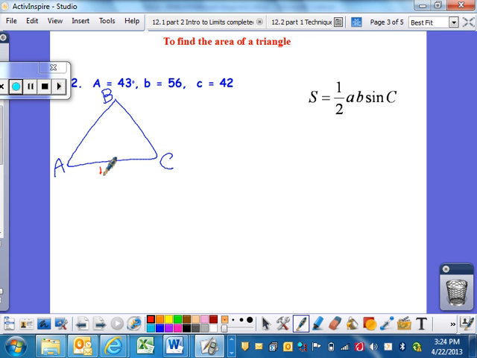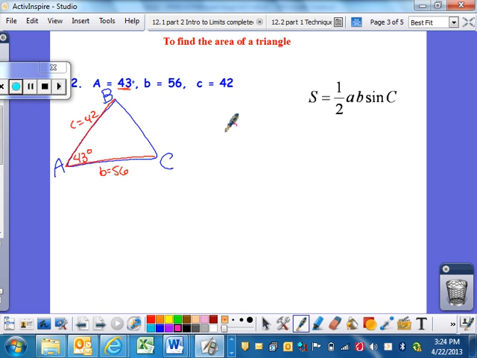So I know that little b is 56, little c is 42. I know that angle A is 43. So when we talk about needing 2 sides and the angle between, notice I am given this side and the angle between it, then we're good. And I can find the area using this formula.